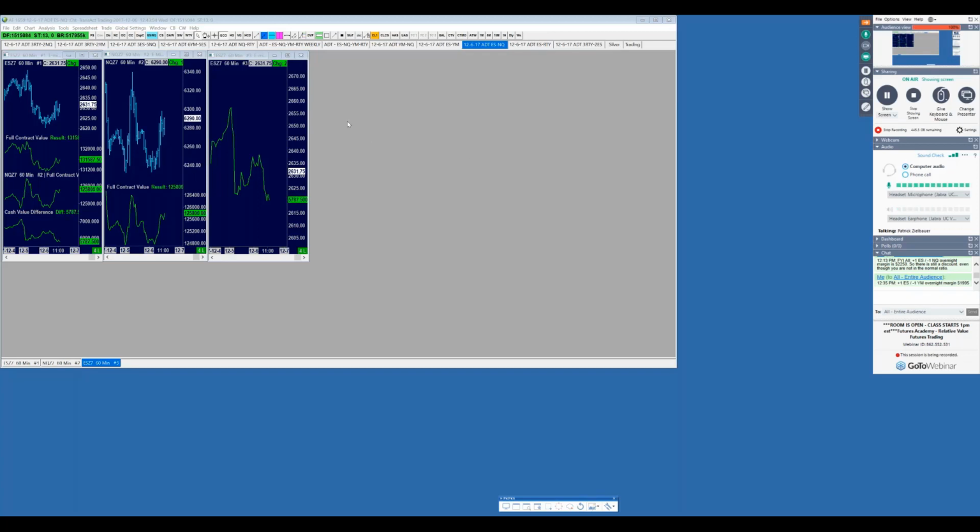Now, one of the things I wanted to show everybody that we didn't really talk about in some of the other webinars, and I heard Jonathan mention it today, and he and I had not really discussed it, but there is a study that exists inside Sierra called full contract value. Okay, so full contract value, like if you look here on this S&P chart, takes the current index price, which in the case of the S&P is 2631, and multiplies it by the point value for each one, which in this case is $50, right?